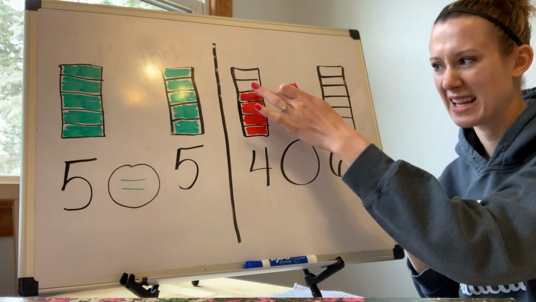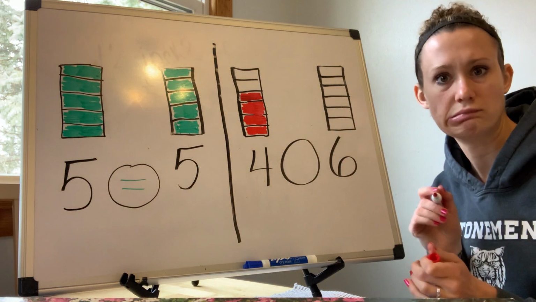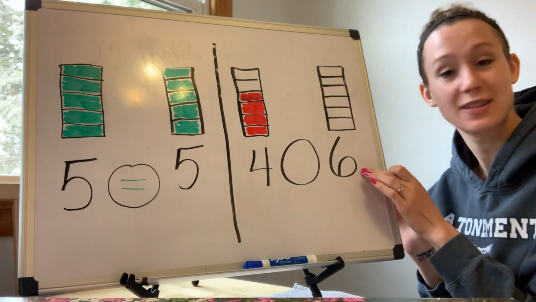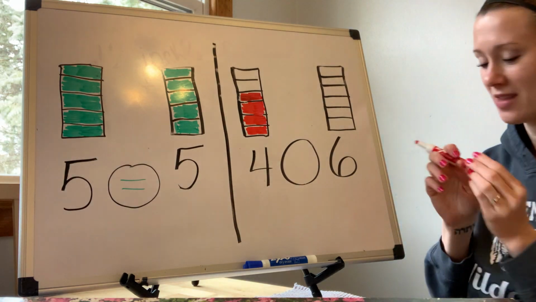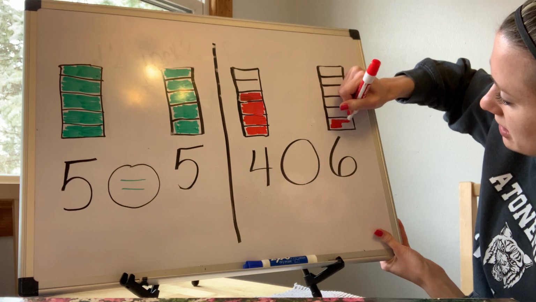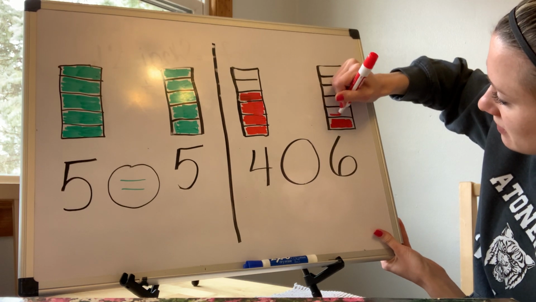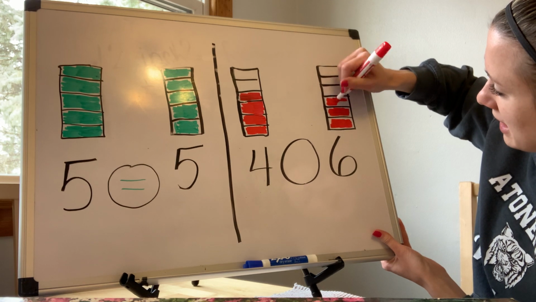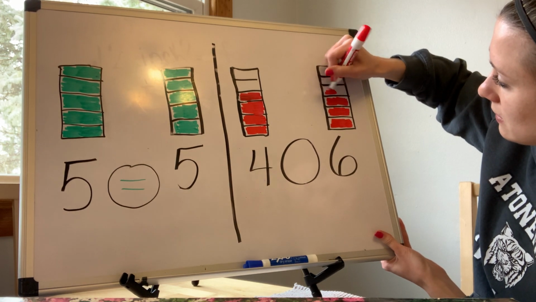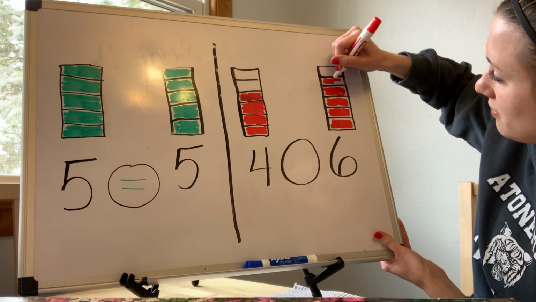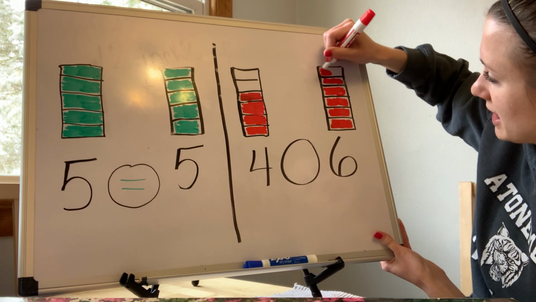Now, see, I got red in my black. Now I need to look at this number and color how many cubes? 6. All right, so I'm going to color 6. 1, 2, 3, 4, 5, 6.